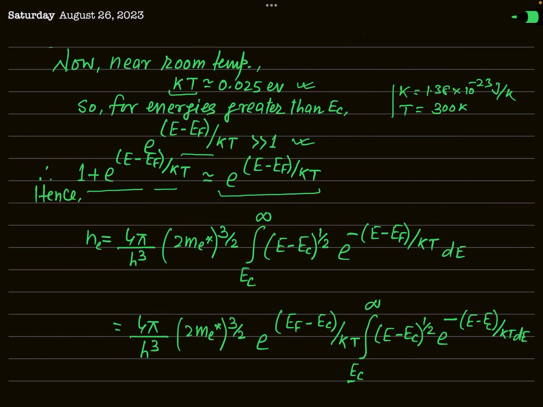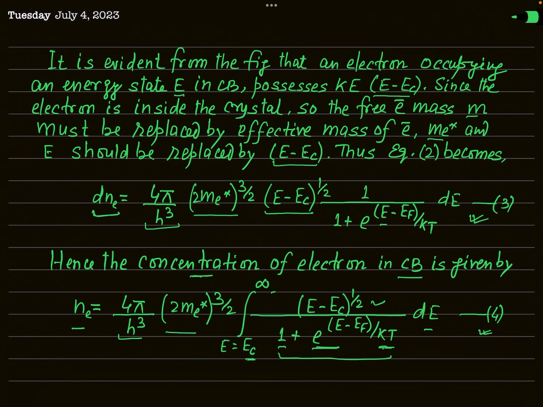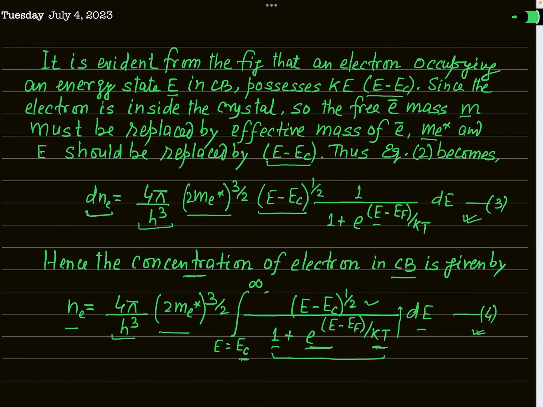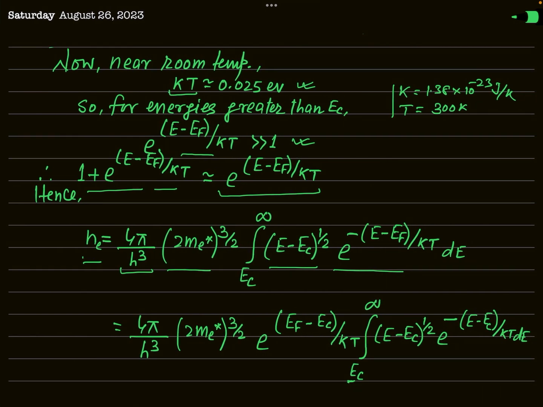And so, taking this approximation into account, you can write Ne is equal to 4π over h cubed times (2 me*) to the power 3 by 2 times integral EC to infinity (E minus EC) to the power half times e to the power minus (E minus EF) over KT dE. Actually, when this factor is in the place of the numerator, then the sign of the power will be minus.